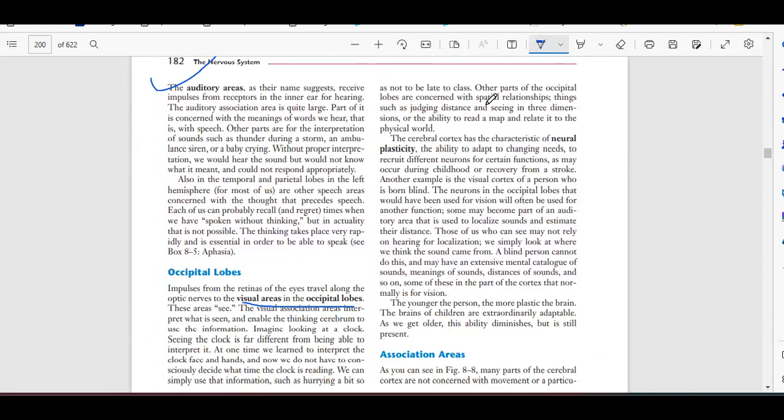So why do we see the clock? Why do we use the clock? Because then no delay will happen. If there is any work, I should reach that area, and what time should I wake up. There are a number of things, so we will see the clock, as well as judging the distance and seeing in three dimensions.